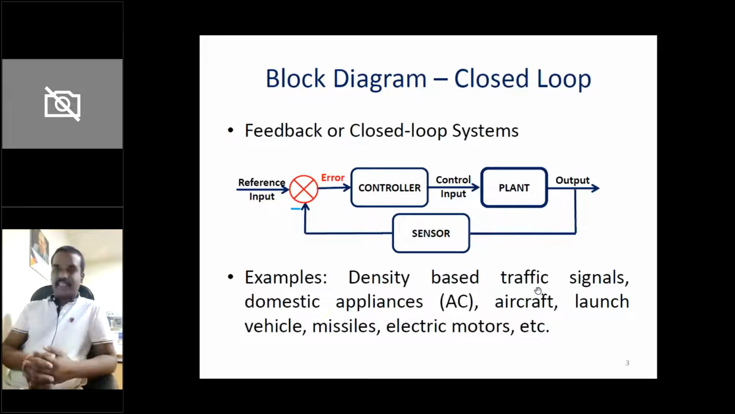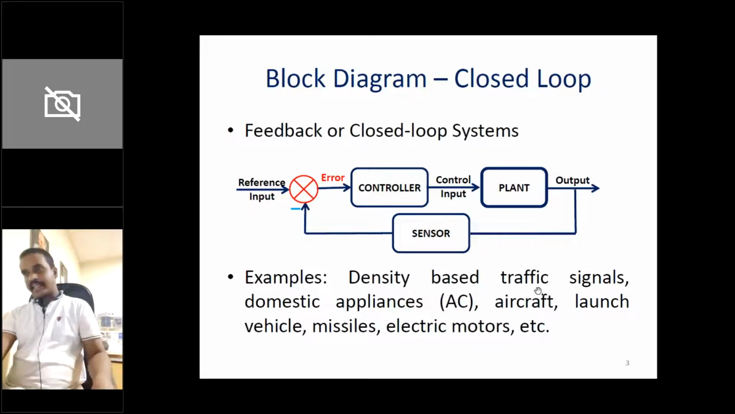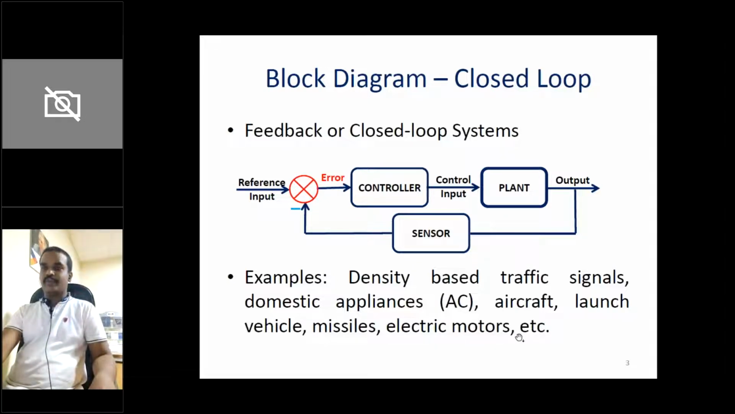If that is the case, then that becomes a closed loop control, and the people don't have to wait for more time there. So one can utilize the time optimally and effectively, and hence it is more customer friendly and more economical as well. Other examples are aircraft, launch vehicles, missiles, electric motors, and so on. In almost all of these cases, some kind of closed loop mechanism is involved.